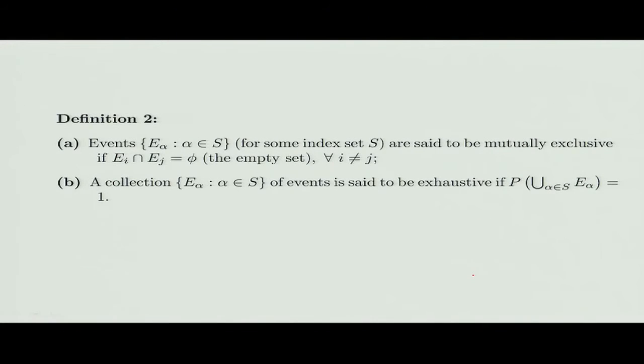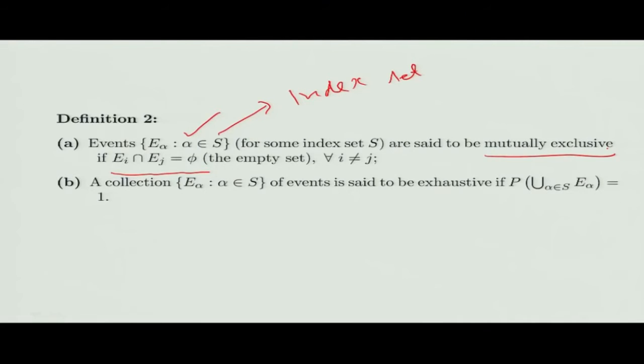Now let me introduce a definition. So suppose you have a collection of sets E alpha. Now here S is an index set. So for example, S could be 1, 2, 3, and so on. In that case, this collection of events would be E1, E2, E3, and so on. So suppose E alpha, alpha belonging to S, is a collection of events. I will say that this collection of events is mutually exclusive if the intersection of any two of them is phi. So that means these events do not have anything in common. Such events are called mutually exclusive events.